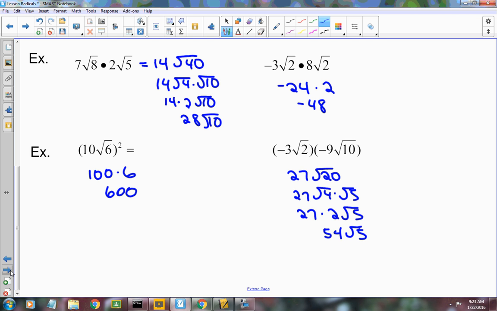Isn't that fun? I think it's kind of fun. It's quick, right? Any questions? Make sure that when you're done, what's underneath the radical doesn't have any perfect squares. That's one thing you've got to make sure of.